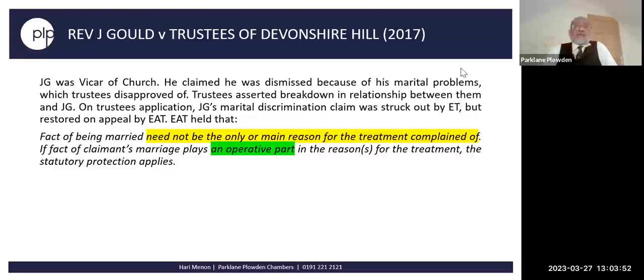Now, the employment tribunal agreed with the trustees and struck out the claim, but the Reverend Gould's appeal was allowed. So what the Employment Appeal Tribunal said was that the fact of being married need not be the only or main reason for the treatment complained of. If the fact of the claimant's marriage plays an operative part in the reason or reasons for the treatment, the statutory protection applies. Now, operative part, okay?